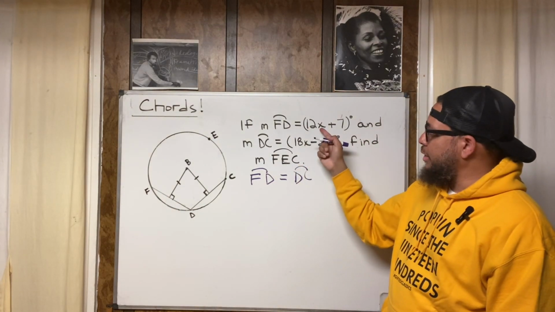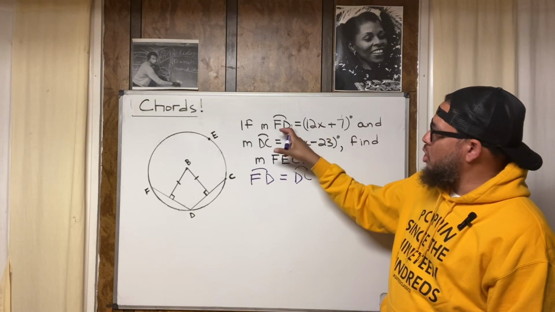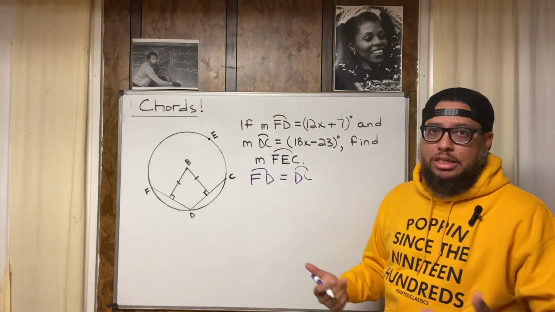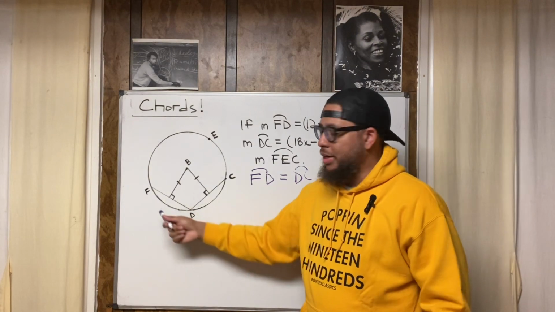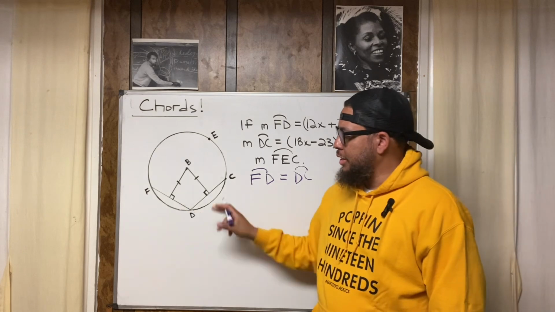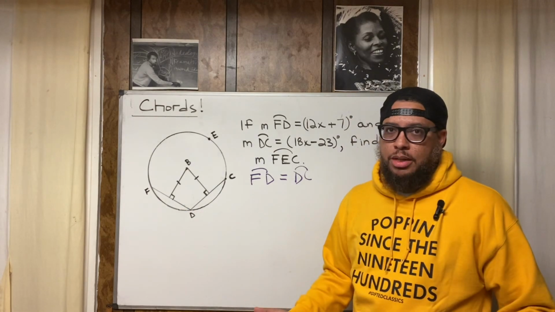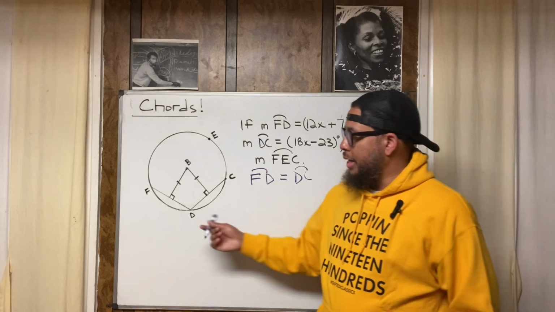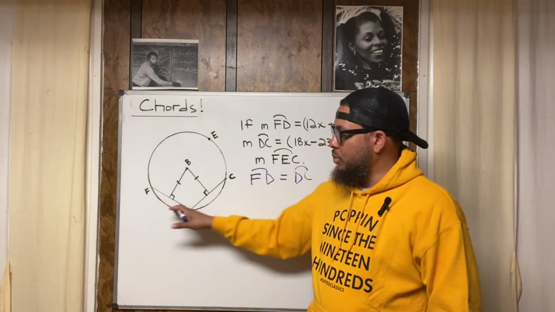Because once I solve for x, then I can plug x in and say, oh, well, arc FD is whatever. And then I don't even got to do the same thing for DC. You know why? Because I already said that FD and DC were congruent. So since FD and DC are congruent, I just got to evaluate one of them. And then I'll know the measure of these two arcs.